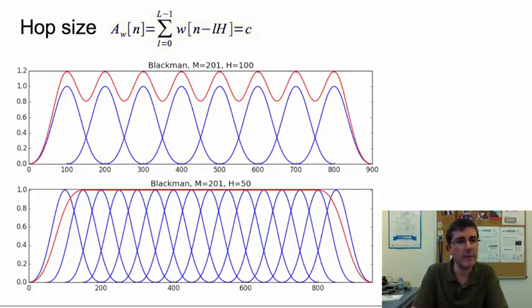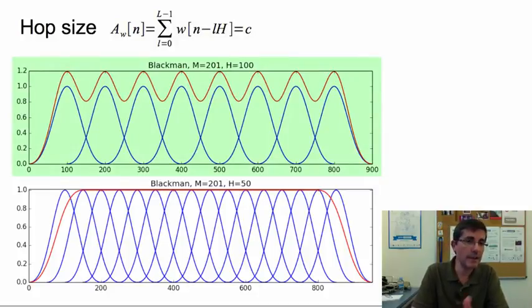And here we have two examples, two different hopping factors. In the first one, with a window of 201 samples, we are hopping 100 samples, like half of it. And the red function is this A function, the sum of these windows. Clearly, it's not a very smooth result. It has this oscillation. It's basically what we call a modulation, that in fact will be heard in the resynthesis that we will do with the short-time Fourier transform.